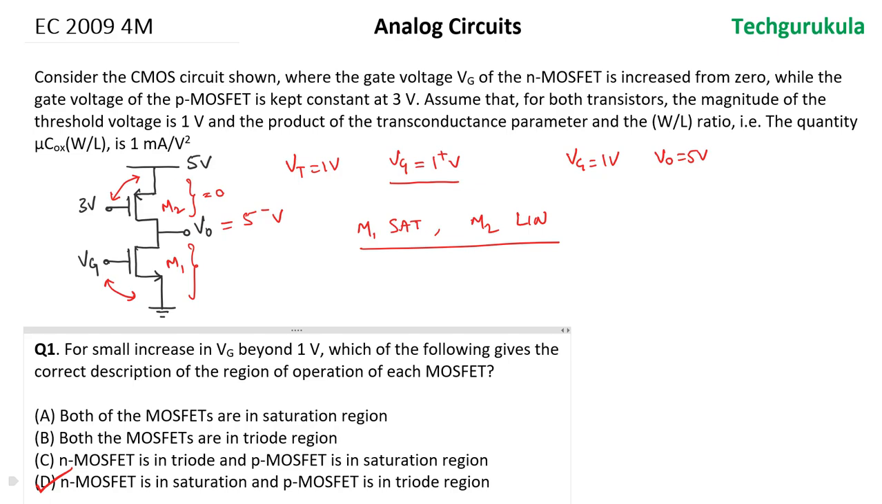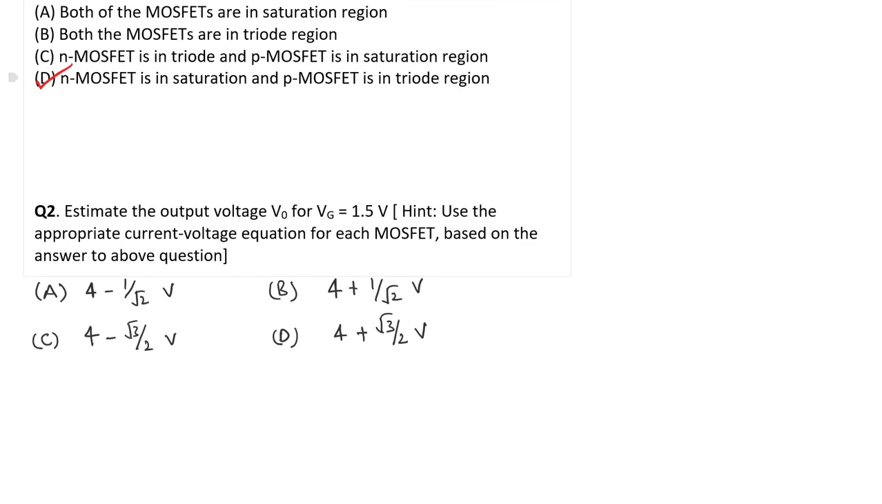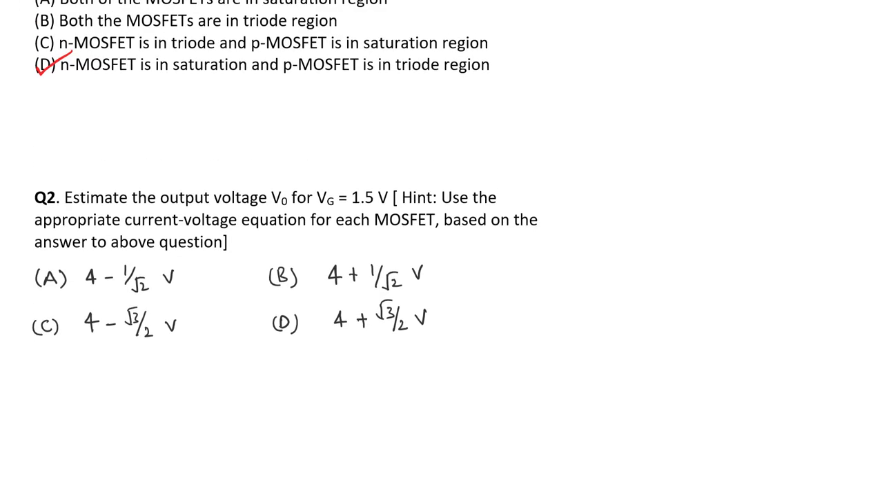Now let's look at question 2. Question 2 is estimate the output voltage V0 for Vg is equal to 1.5 volts. Previously we have taken in question 1 Vg is 1 plus epsilon volt. So here we are taking Vg is equal to 1.5 volt. Now which region of operation the transistors are in? That is still a question, hence a hint is given here.